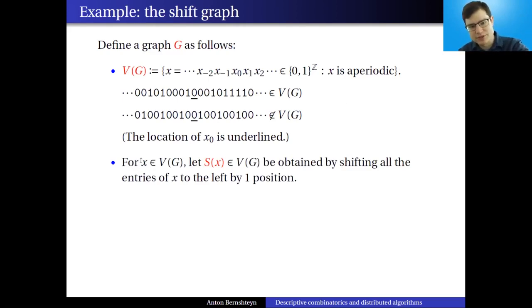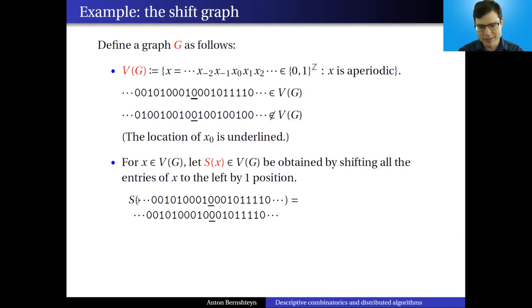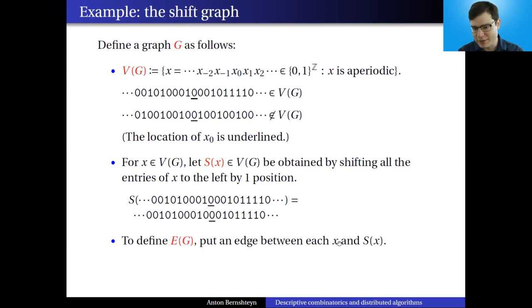Well, here's what I'm going to do. Given a vertex in my graph, which again is a binary sequence like this, I define S of x to be the result of shifting all the entries of the sequence to the left by one position. So, S applied to a sequence that looks like this becomes something like that. Every digit is shifted by one to the left. Or you can think about it as shifting the position of the center x0 to the right by one. It's the same thing. And the edges of my graph are defined by just putting an edge between every vertex x and S of x.